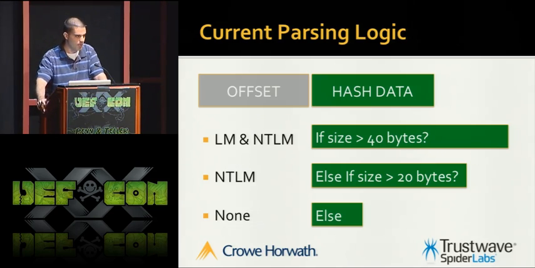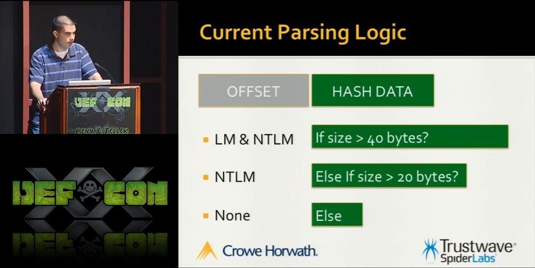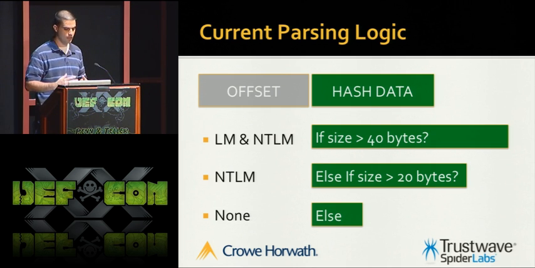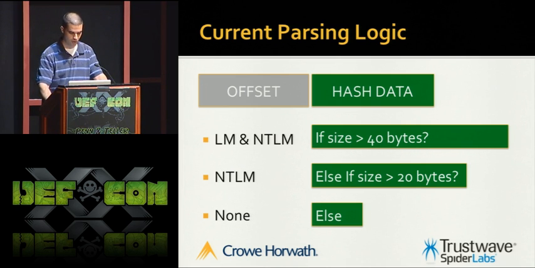If I'm over 40, I probably got both hashes. Otherwise, if I'm only over 20, I've got just an NTLM hash, and therefore I will parse that hash data completely differently, or I don't have any hashes. So the main takeaway here is that the way I'm going to decide to parse out these hashes is by measuring the length of hash data, which inherently leads us to the flaw.